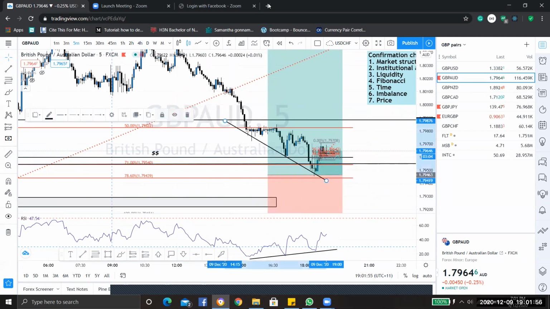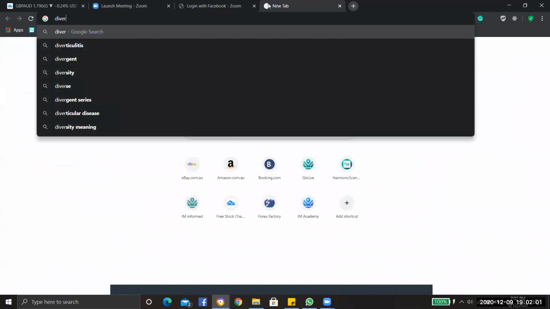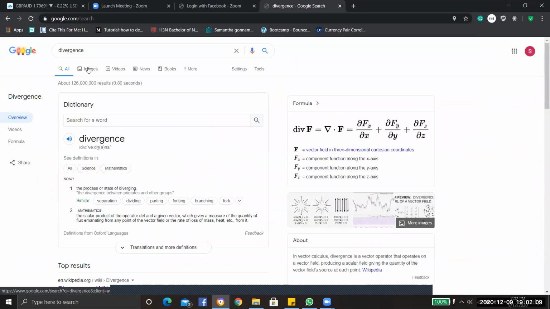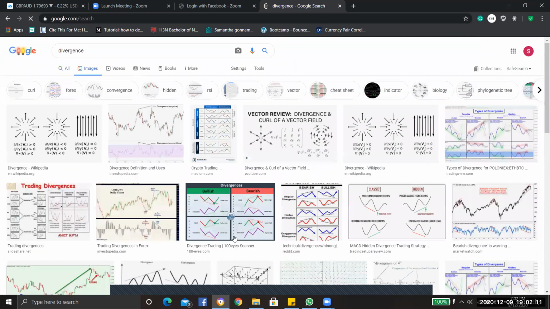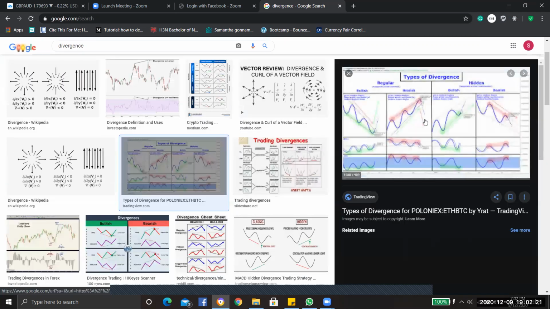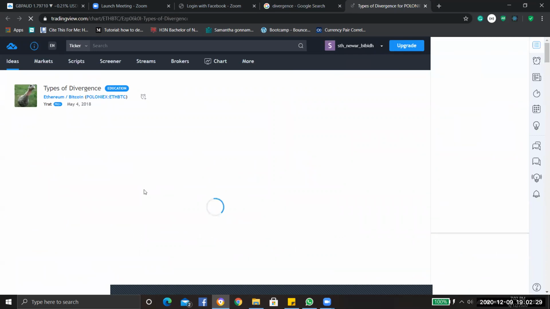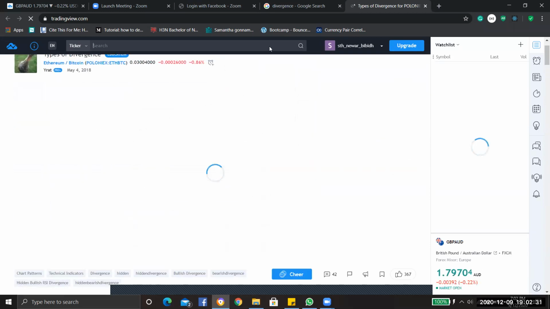I can also go to divergence images. There are three kinds: regular, hidden, and exaggerated. So let me go through these types of divergence here.